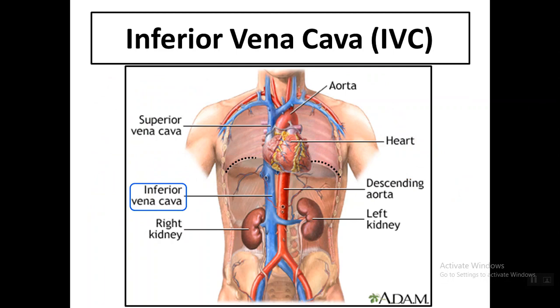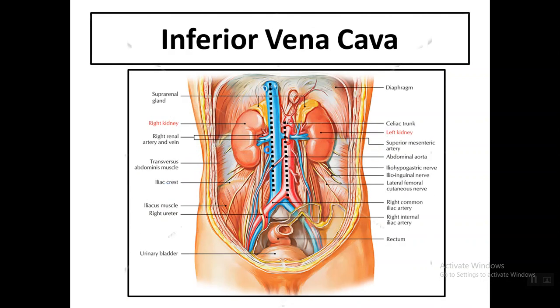The inferior vena cava. This is a large vein that drains venous blood from the lower part of the body below the diaphragm to the right atrium of the heart. We can see here from this figure, in the abdominal part, it is longer than the aorta. The aorta lies on the left side of the inferior vena cava.